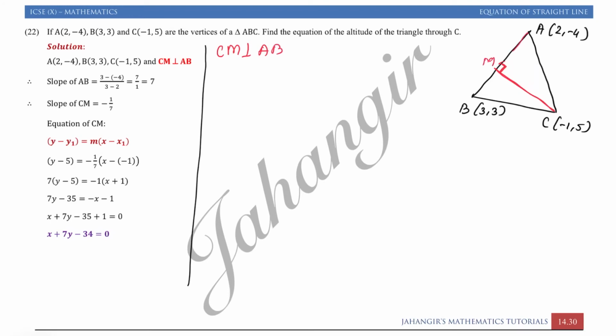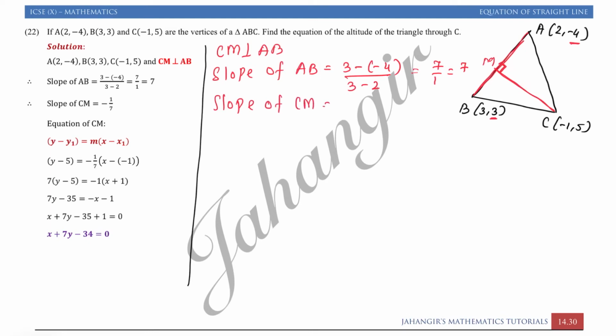Since CM is perpendicular to AB, we will find the slope of AB, which is (y2 - y1)/(x2 - x1) = (3 - (-4))/(3 - 2) = 7/1 = 7. Since CM is perpendicular to AB, the slope of CM is the negative reciprocal, that is -1/7.